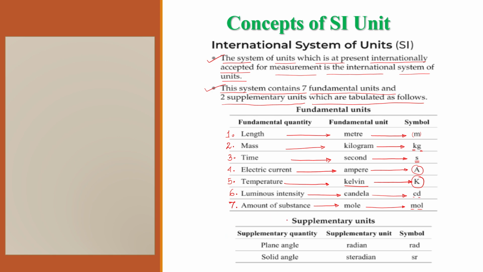Now there are 2 supplementary units. First one is plane angle, second one is solid angle. The unit of plane angle is radian in SI system obviously, and the unit of solid angle is steradian. Radian is symbolized by rad, in small letters. Steradian is symbolized as sr. Okay, all are in small letters.